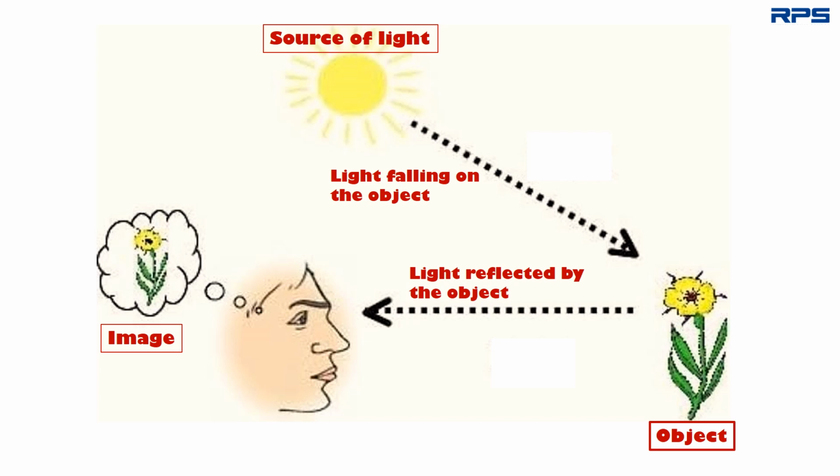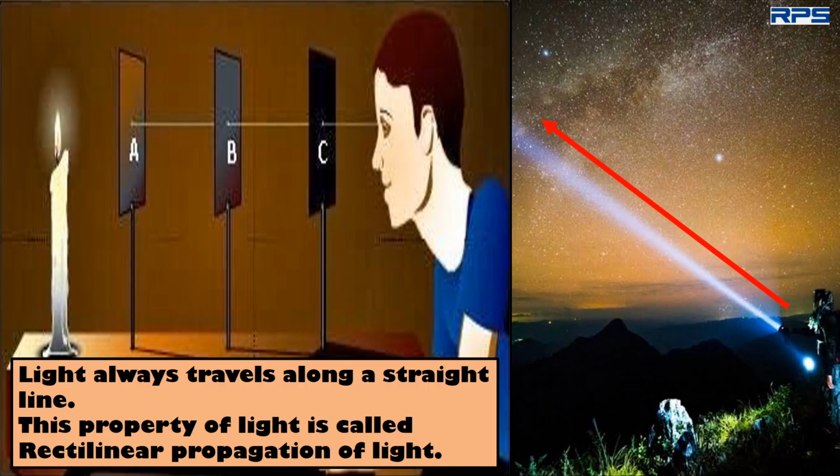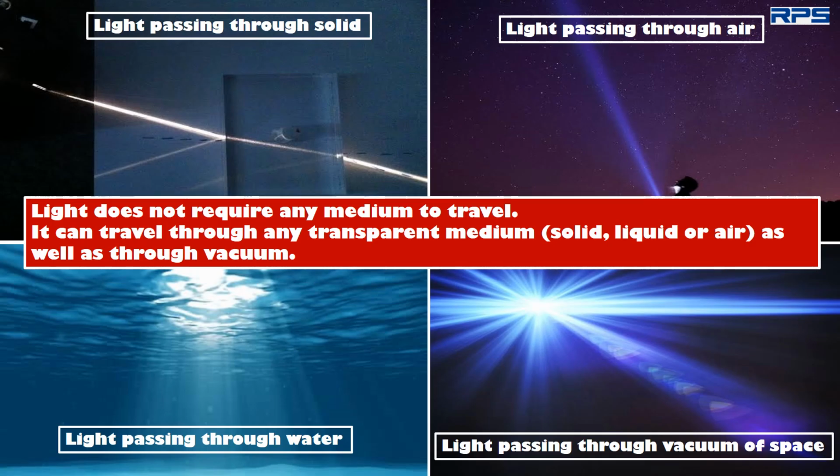Now let us try to understand light. In order to understand light, we need to study the characteristics of light. Light always travels along a straight line. This property of light is called rectilinear propagation of light. Light does not require any medium to travel, which means it can travel in any transparent medium, whether solid, liquid, or air, as well as in vacuum.